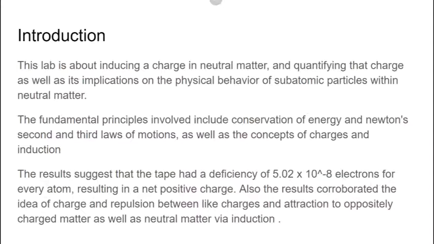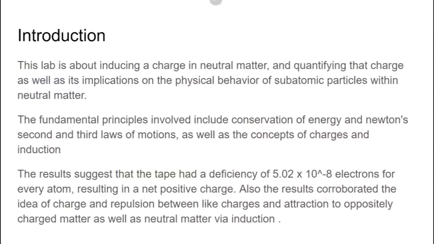The two pieces of tape were originally neutral matter that were then induced and had a positive charge. They were then used to induce other charges in neutral matter which they were attracted to, and because the tapes repelled, the charge could be calculated by comparing the force of the charge of one tape on another to the force of gravity experienced by the tape.